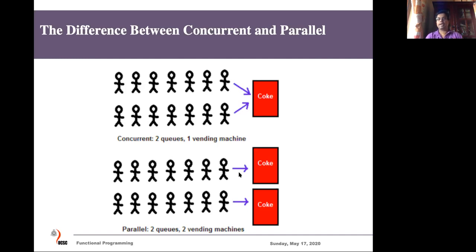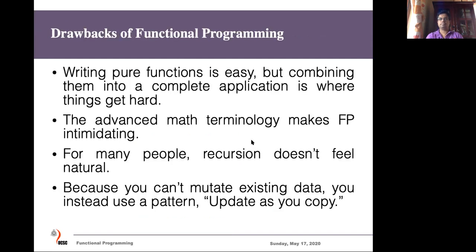In parallel programming, those queues are usually independent. So there are two coke machines, one below each queue. The people will take cokes independently from the two different queues. They take them at the same time, and this is parallel. This is concurrent. Obviously, when you do functional programming, there are drawbacks.